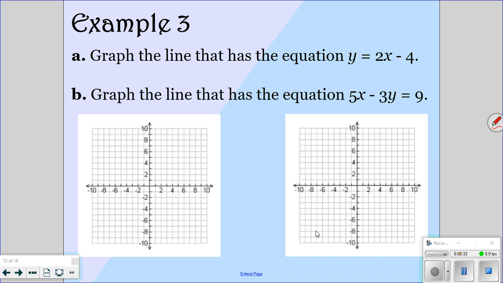The first thing you're going to do is go to the y-intercept. So our y-intercept is -4. So you're going to go down to -4. And then our slope is 2 over an understood 1. So what we're going to do is go up 2 and to the right 1. And we go up and to the right because it's +2. And we can do that again, up 2 over 1, up 2 over 1. And then get a ruler.